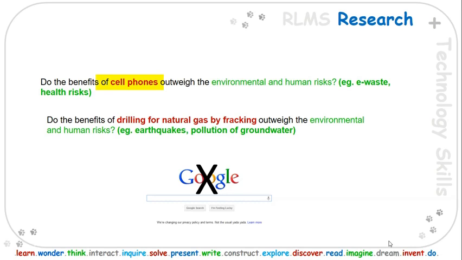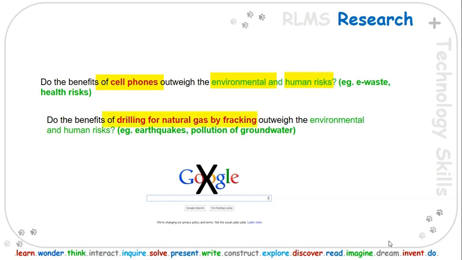Breaking down an essential question is important because you're actually not researching one topic. You're not researching cell phones. You're going to be researching maybe the benefits of cell phones, but you're also going to be researching the environmental impact of cell phones and the human or health risks of cell phones. So this essential question actually has multiple parts that you'll be researching.